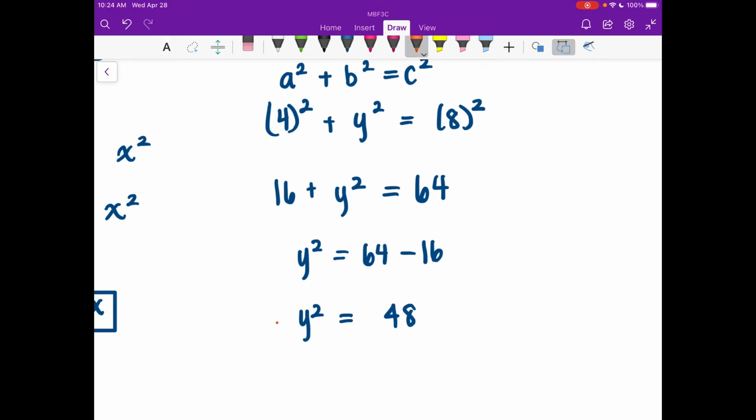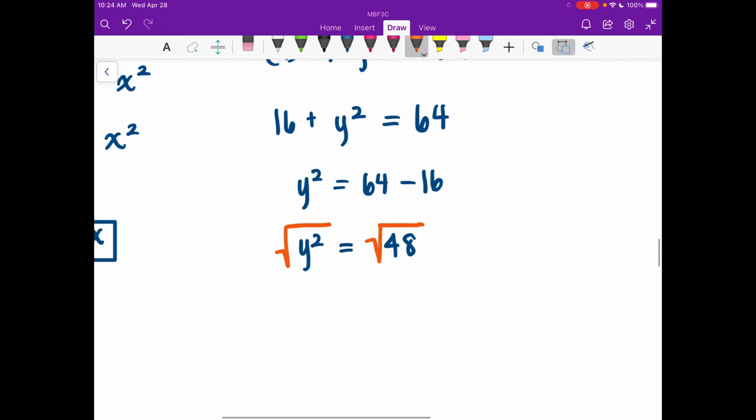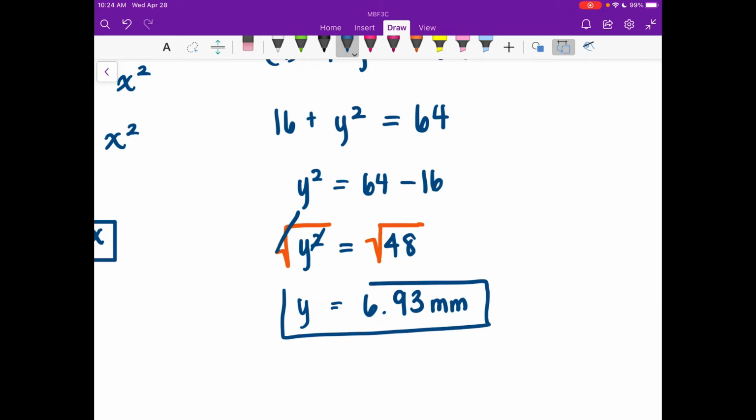Want to get rid of that squared, so I'm going to square root both sides, right? And Y is going to give me square root of 48. I'm just going to throw that into my calculator. It's going to be 6.928, so I'm just going to leave it as Y equals 6.93, and it was millimeters, so always make sure you put in your units.